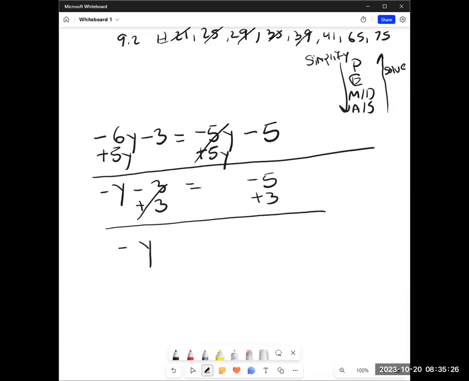Negative 1y is equal to a negative 2. So I'm going to divide by that coefficient of negative 1. That makes a positive y is equal to a positive 2.